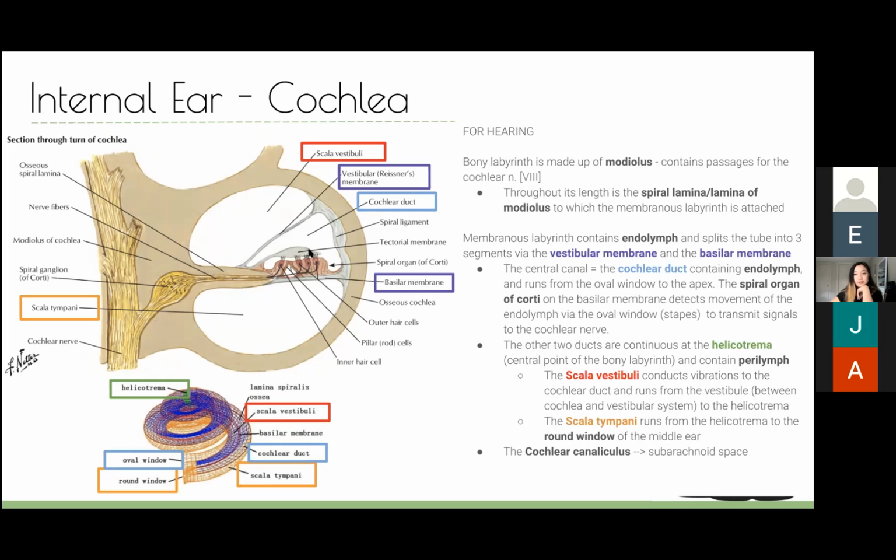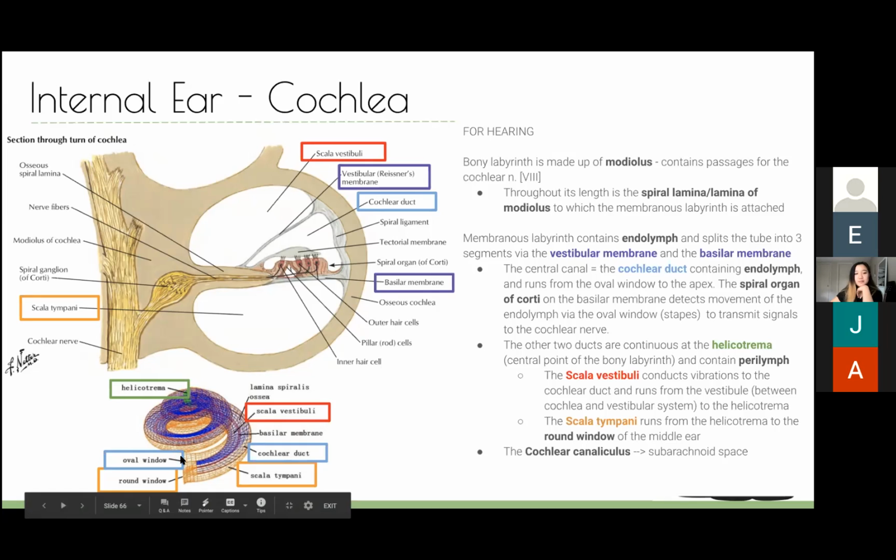That contains your endolymph. And the membranous labyrinth actually splits the tube into 3 segments via the vestibular membrane here and the basilar membrane here. That gives you the central canal called the cochlear duct. And this is where your endolymph is. It runs from the oval window, from where your stapes is attaching, all the way to the apex.